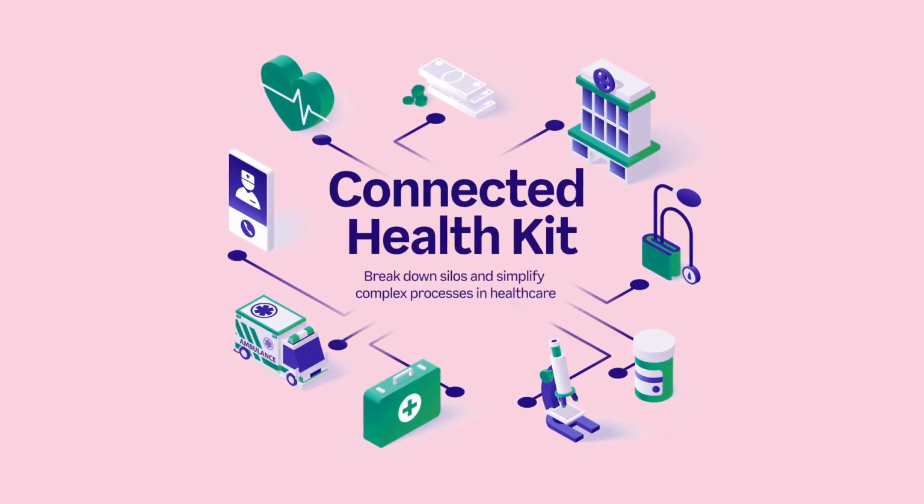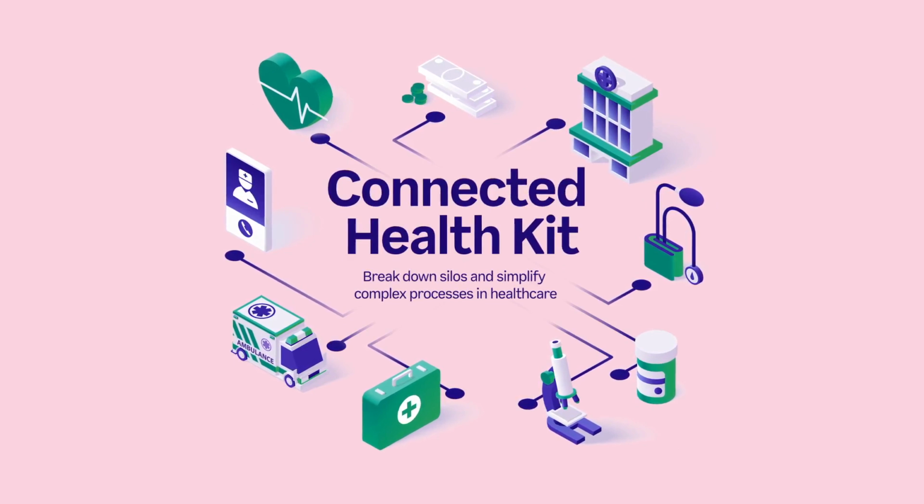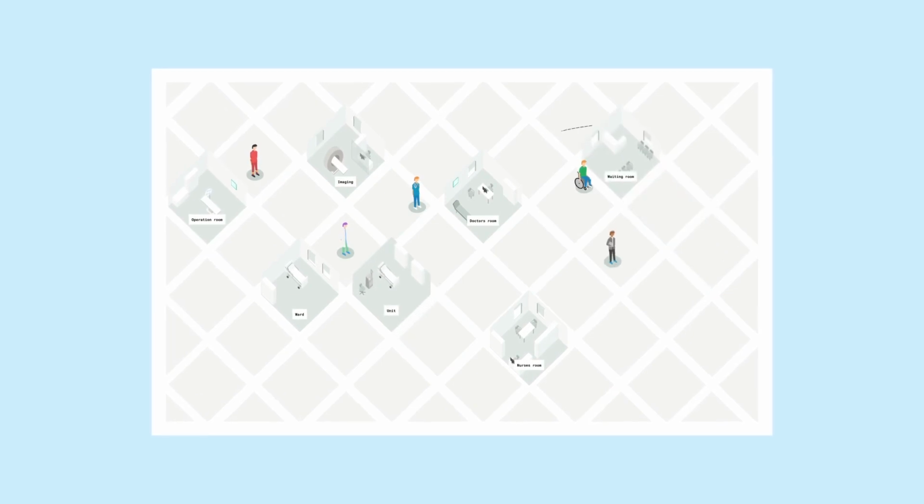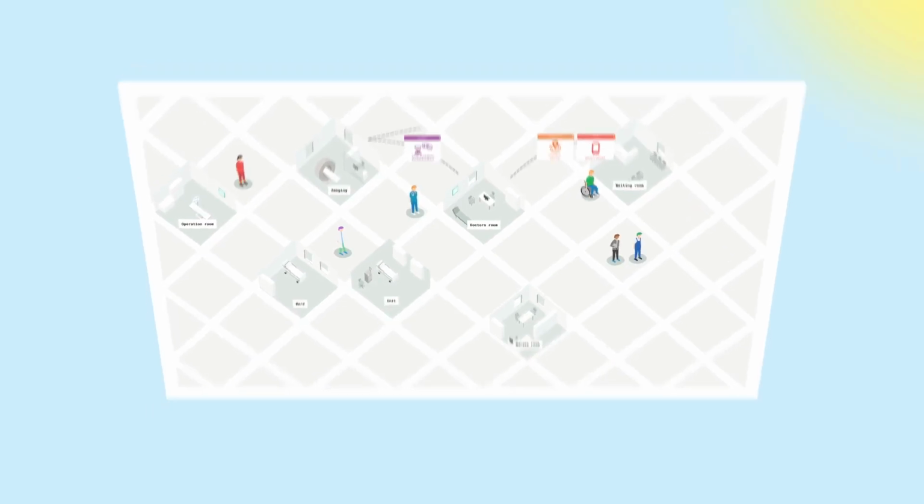The Connected Health Kit helps you to think systematically through the steps of your process and ecosystem. Our canvases can be used for mapping your journeys based on physical environments and work just as well for abstract processes.